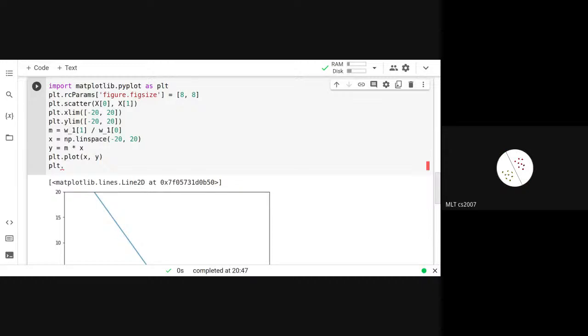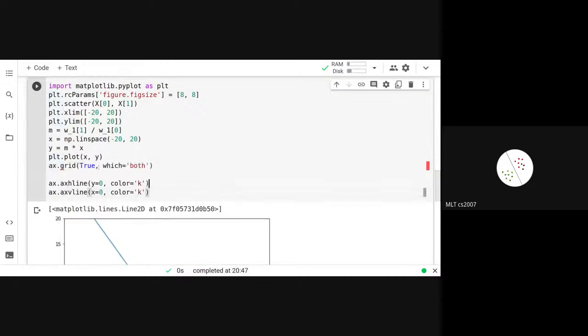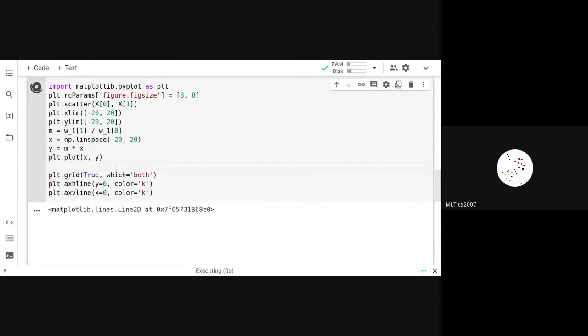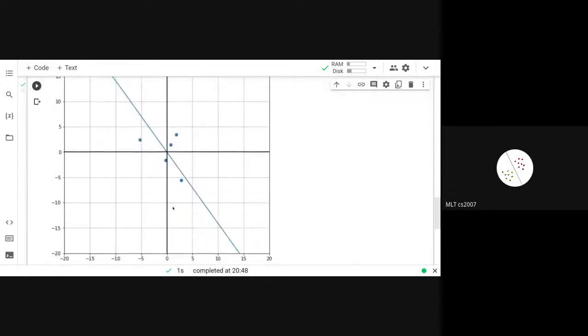I am going to copy this from the popular website called Stack Overflow. Okay, so I'm just copying that. These three lines will give us the grid as well as the origin. Okay, right. So this is how the first principal component looks. It passes through the origin and it is in this direction.